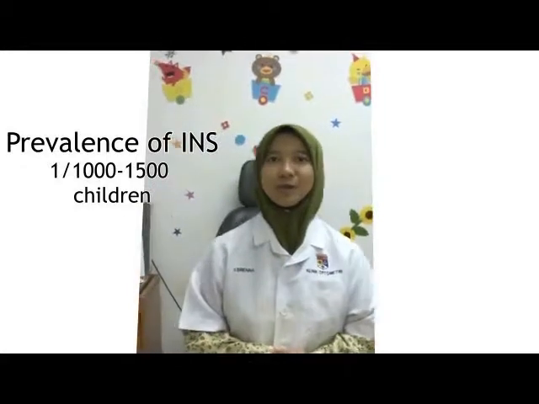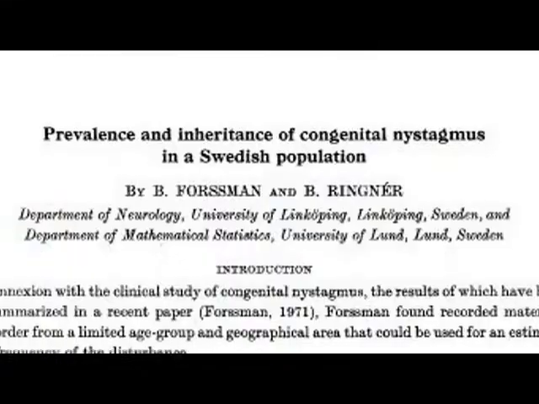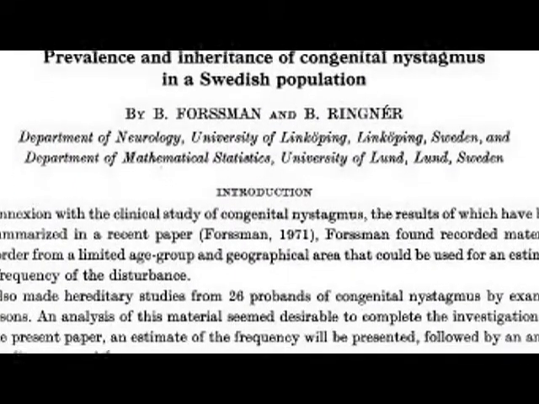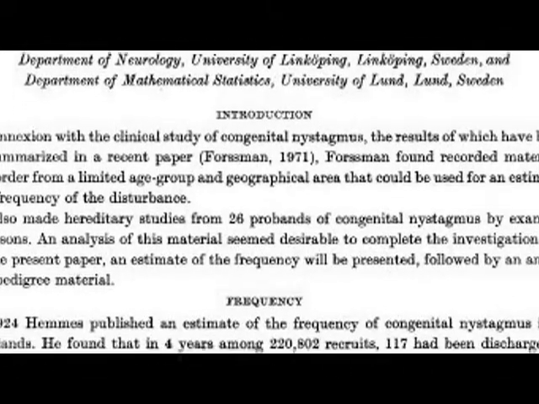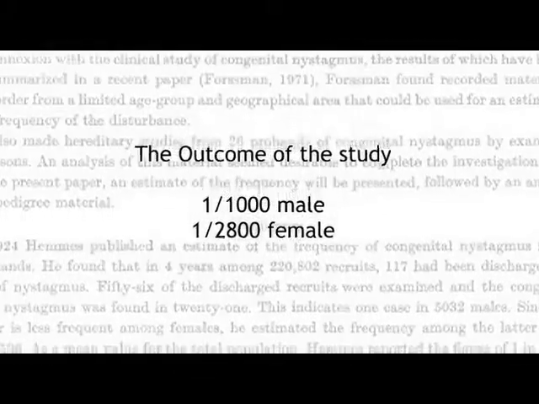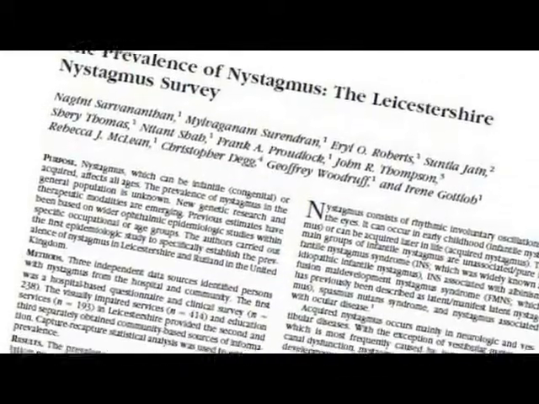For prevalence, it can happen to 1 in 1,000 to 1,500 children. Males are more dominant compared to females. One of the studies was conducted in a Swedish population in 1971. The findings found the prevalence of infantile nystagmus syndrome were 1 in 1,000 for males and 1 in 2,800 for females. The recent study, published in 2009, was set in Lancaster and Rutland, United Kingdom.